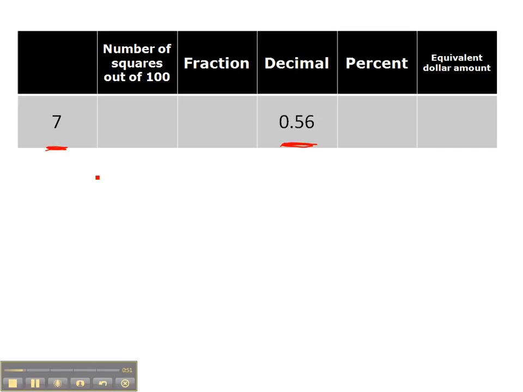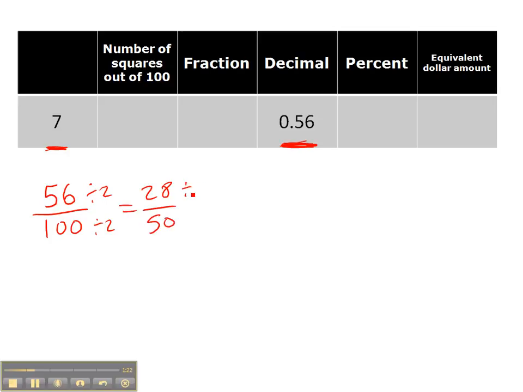Let's convert this decimal. So 56 hundredths. Remember, we learned in class, if you can say the decimal, you can write the fraction. So 56 hundredths is written as a fraction exactly the way it sounds, 56 hundredths, 56 over 100. Then you need to simplify by dividing by a common factor. I can see right away they're both even numbers, so I can divide by 2 numerator and denominator, and I'll get 28 over 50.